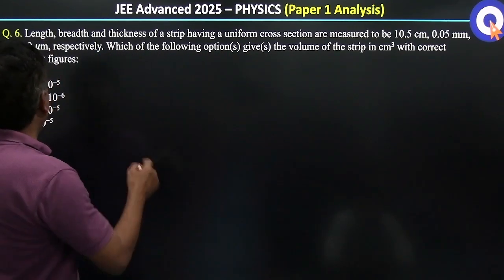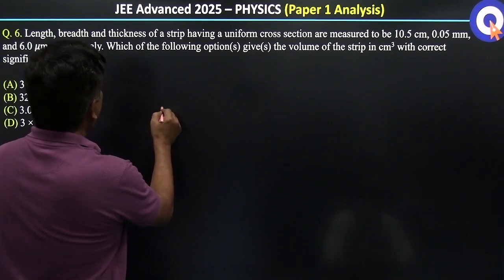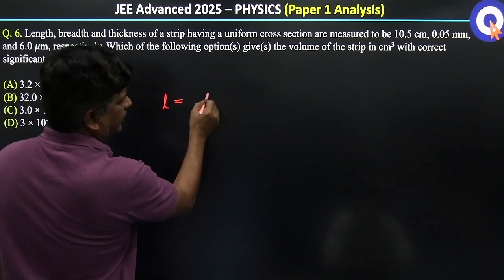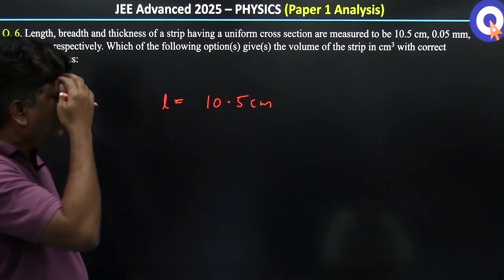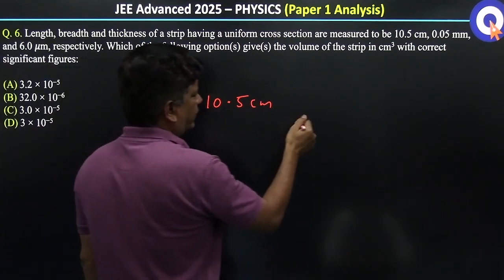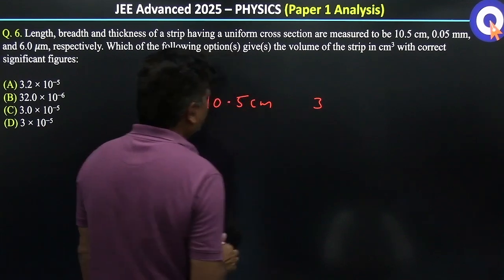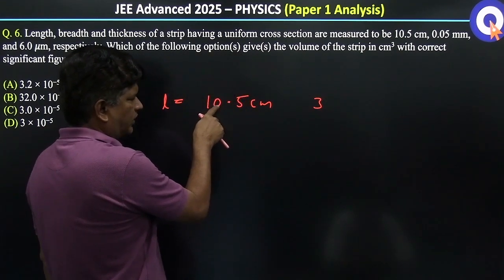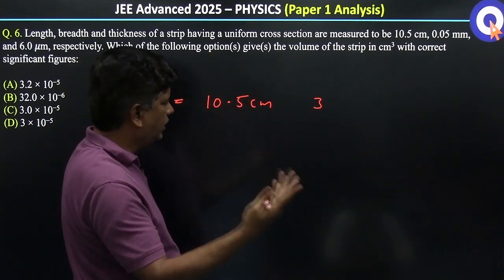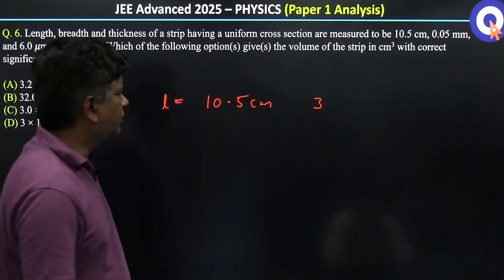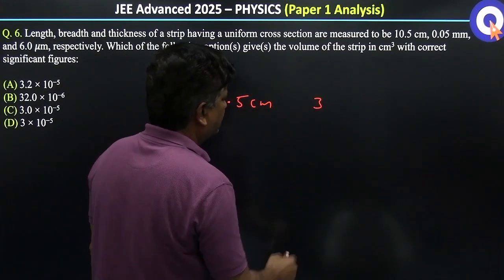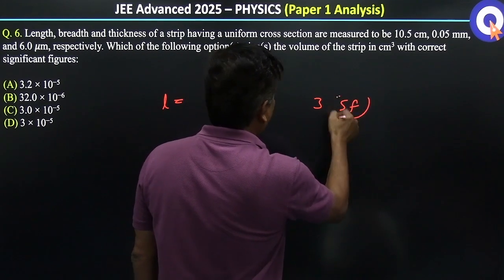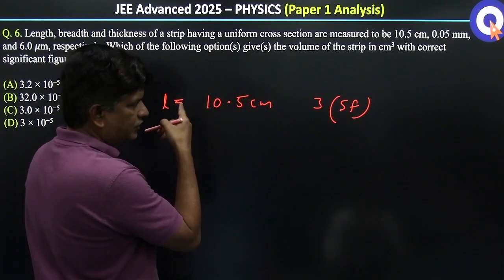According to the question, the length of the strip is given as 10.5 centimeter. Now in this, you can see the number of significant figures is 3, even though you have 0 over there. Straight away from the rules of significant figures, you can say that the number of significant figures in the given value is equal to 3. So significant figures are 3 here in case of length.